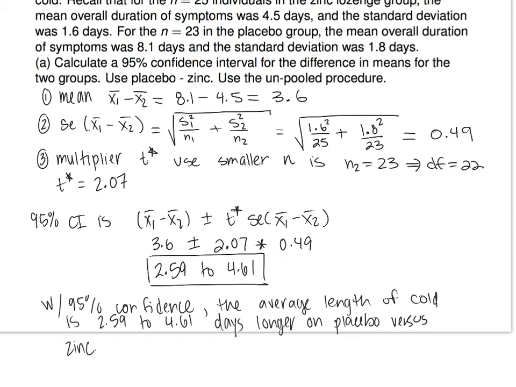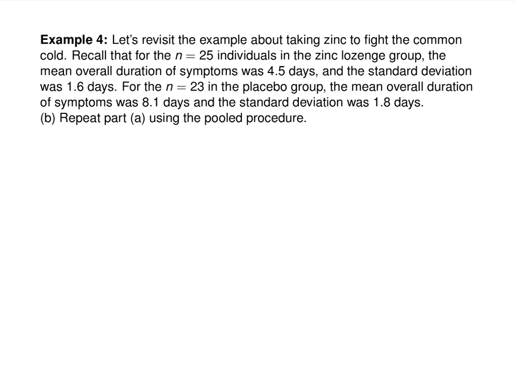And now let's look and see what doing the pooled procedure does to our interval. So repeat part A using the pooled procedure. Certain things are the same. The first thing that's the same is the mean, which is still x1 bar minus x2 bar, that's still 3.6. The difference is in finding the standard error.